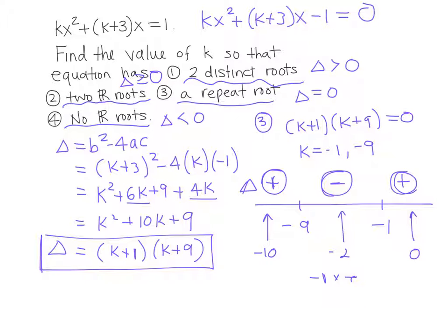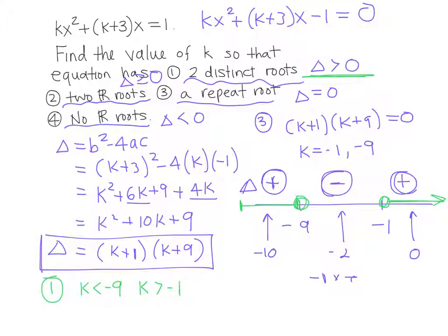For number 1, let's look at the answers. Need a different color. How about green? So number 1, if I'm looking at 2 distinct roots, that means the discriminant has to be greater than 0, and it's greater than 0 from negative infinity to -9, but not including -9, because if it's equal to -9, that's when the discriminant is equal to 0. So over here and all the way over there. So it's an open dot. So we can write this as k is less than -9 or k is greater than -1.